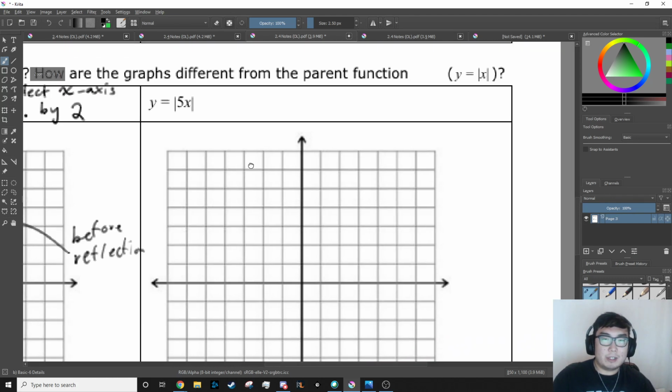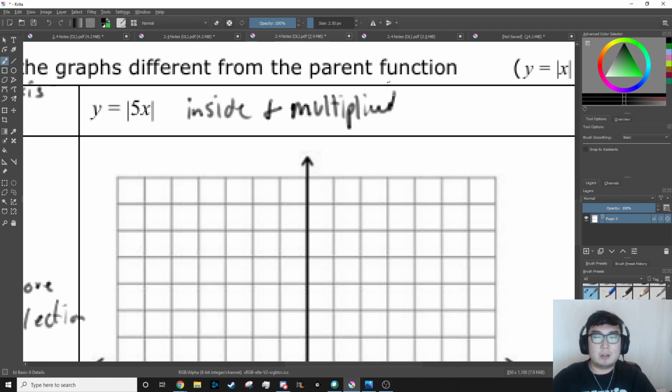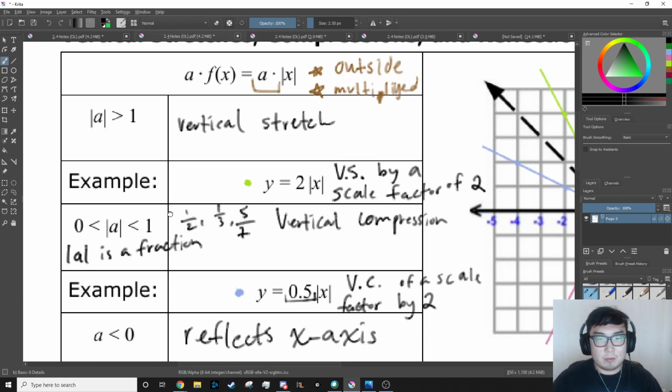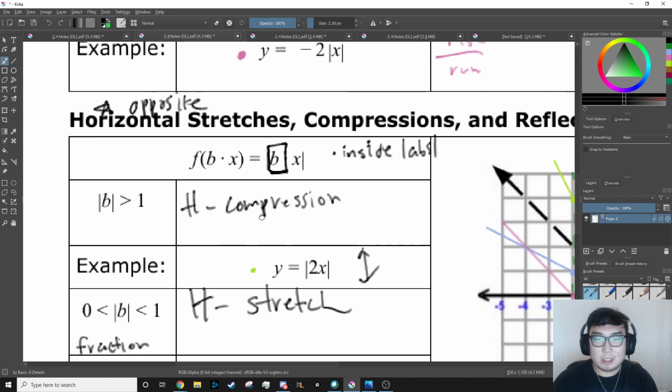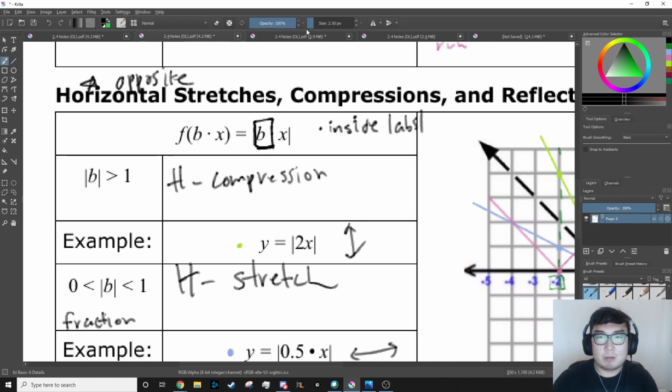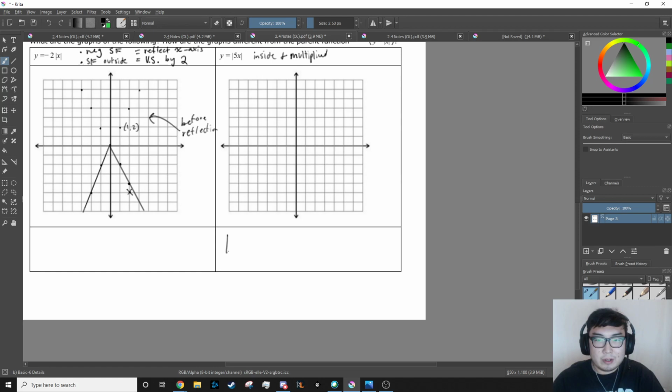Okay, this last one right here, which is y is equal to the absolute value of 5x. This is inside and being multiplied. So if I look at my graph or my table, whatever I drew, it's inside and it's being multiplied by a positive number like so. So it is a horizontal compression. I'll write HC for horizontal compression by 5.